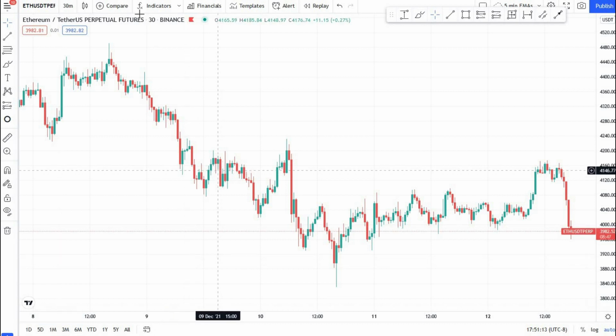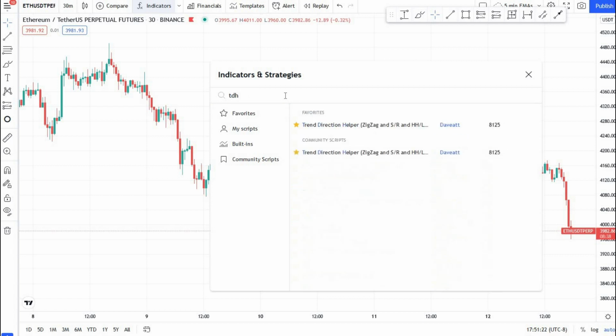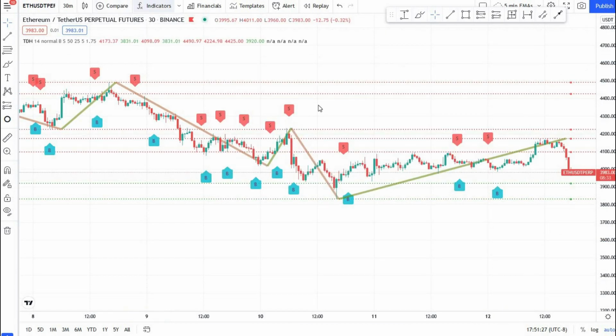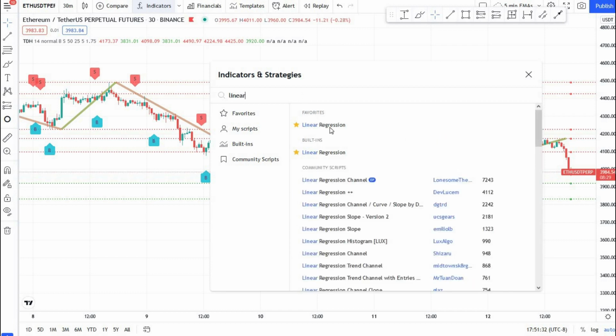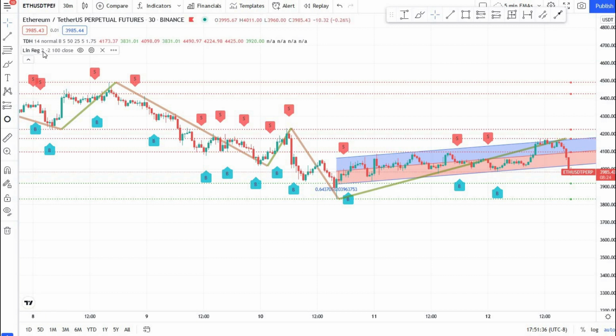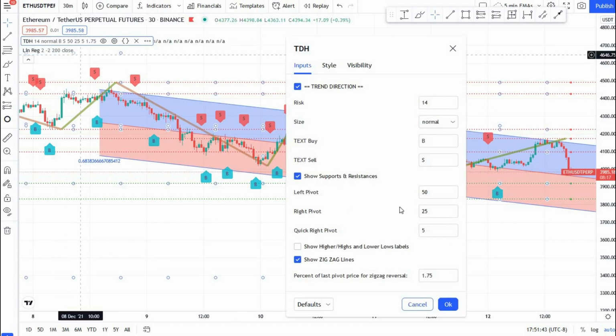So for this strategy, I'm going to go to the indicators. I'm going to be fast and not make a long video. I'm going to type TDH, trend direction helper, and for the second one I'm going to use linear regression, just those two. I'm going to go to Lin Reg and put it at 200, and in TDH I'm going to change 50 to 30.